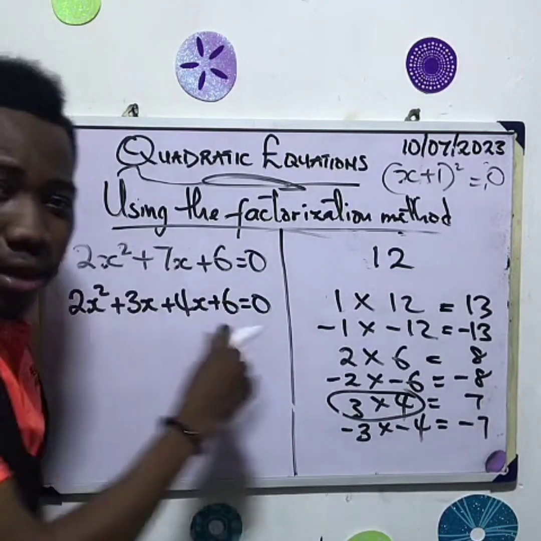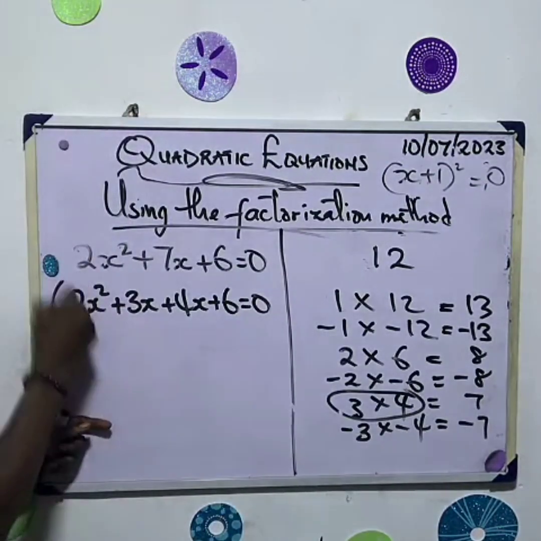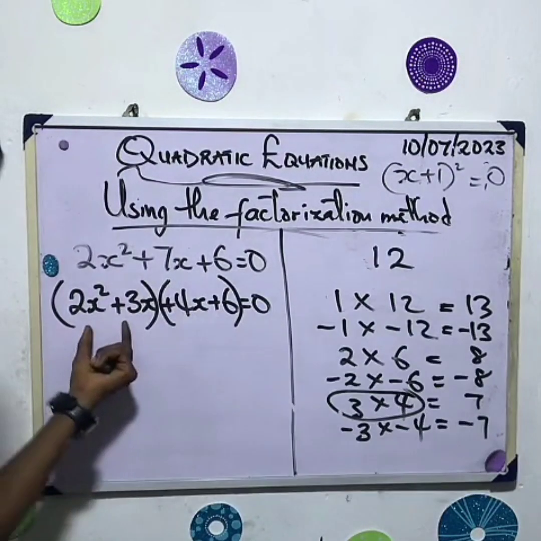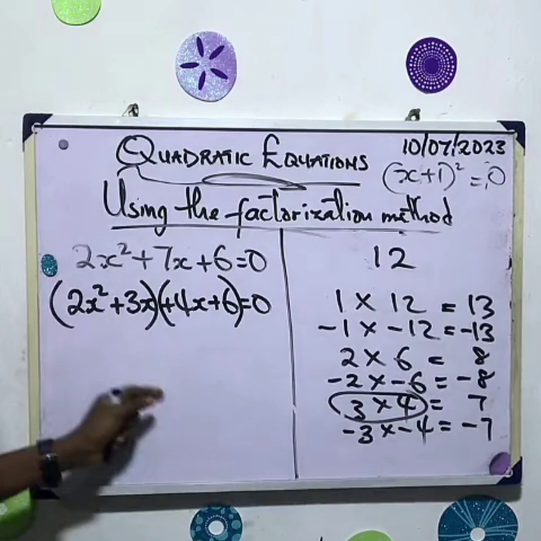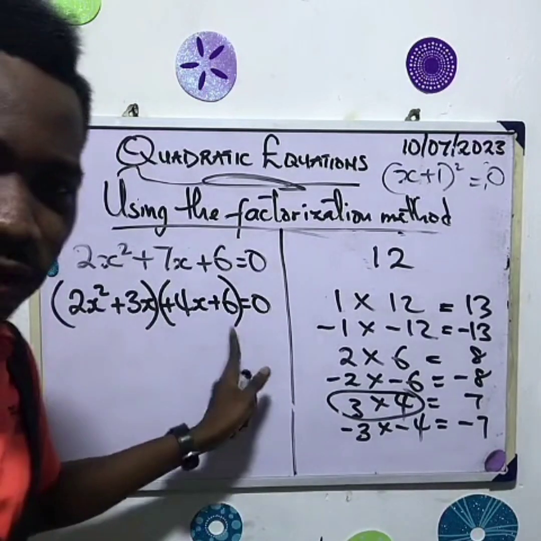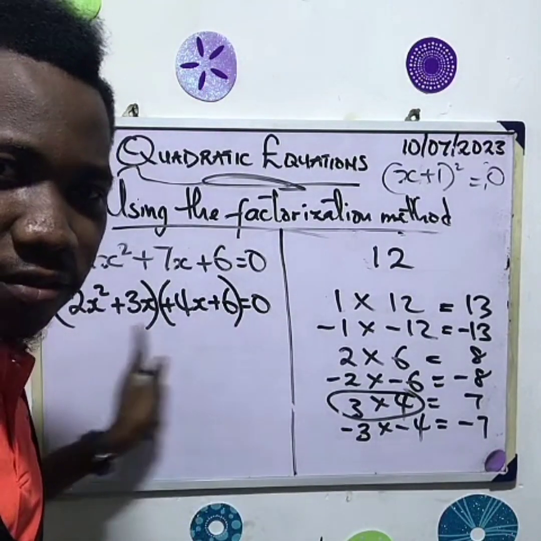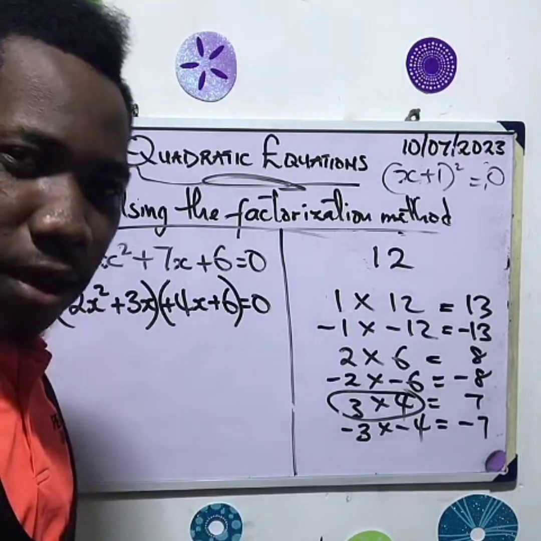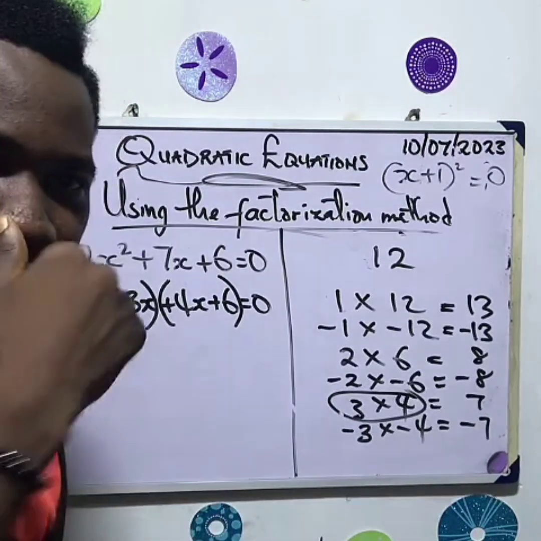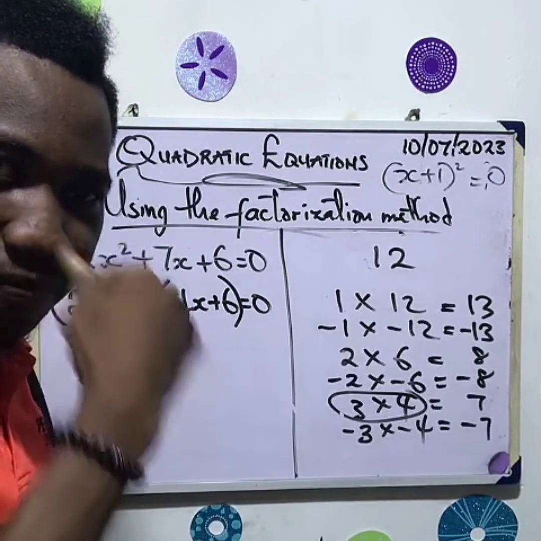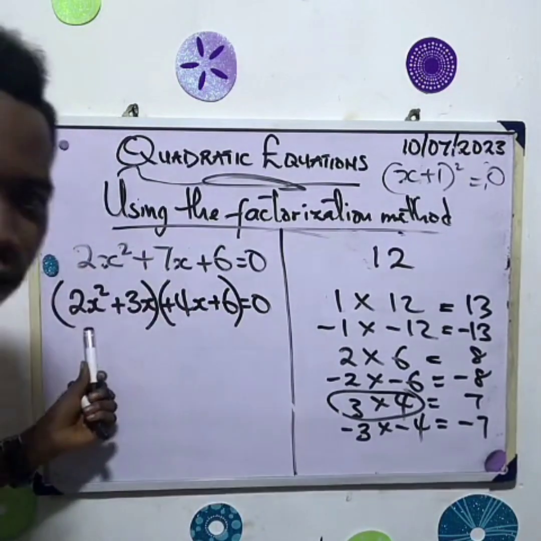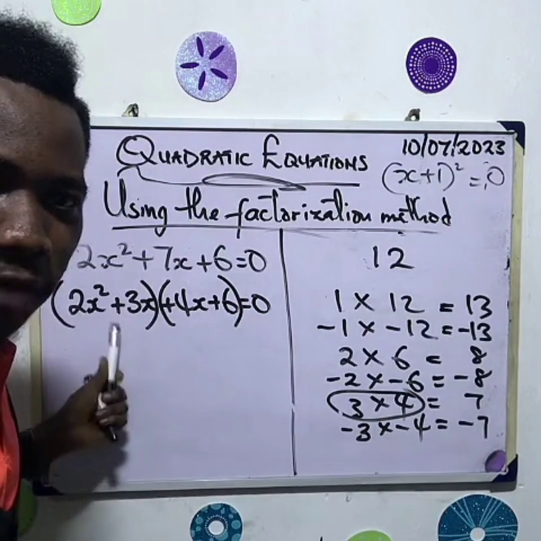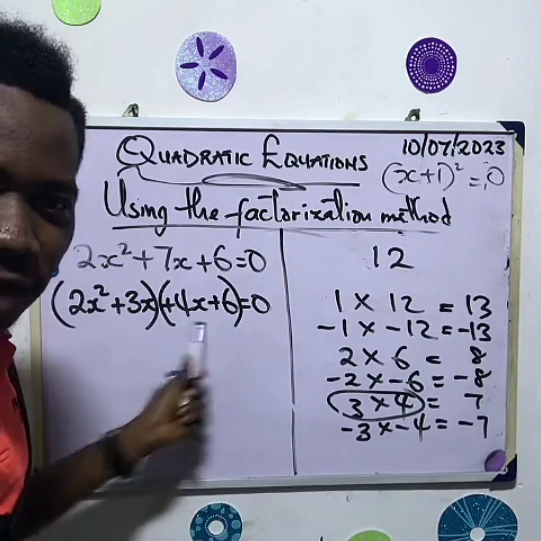The next thing is to group them, right? So we have this, and we have this. So the next thing is to factorize each group. So 2x squared plus 3x, 4x plus 6. Common factor of this, common factor of this.